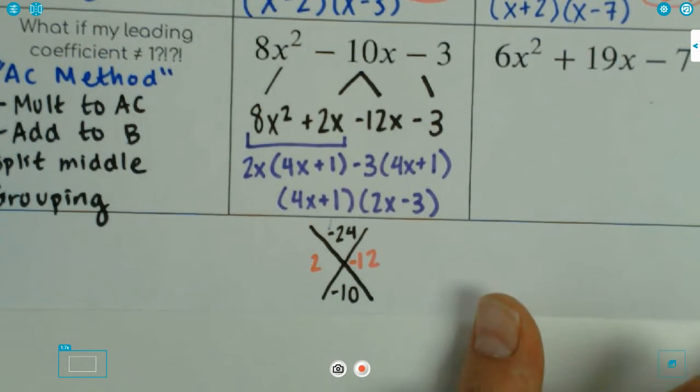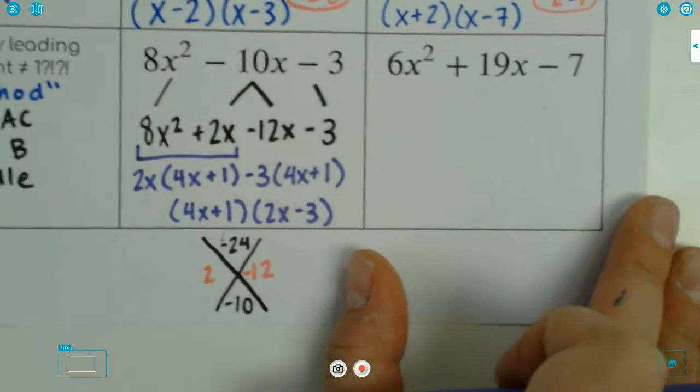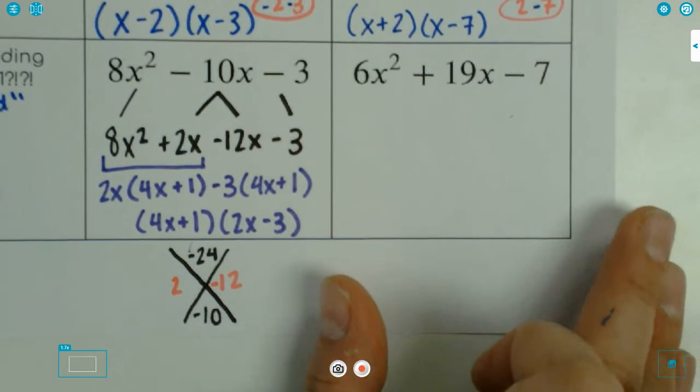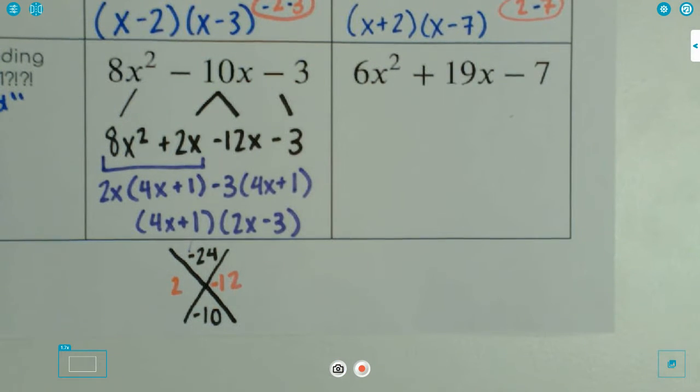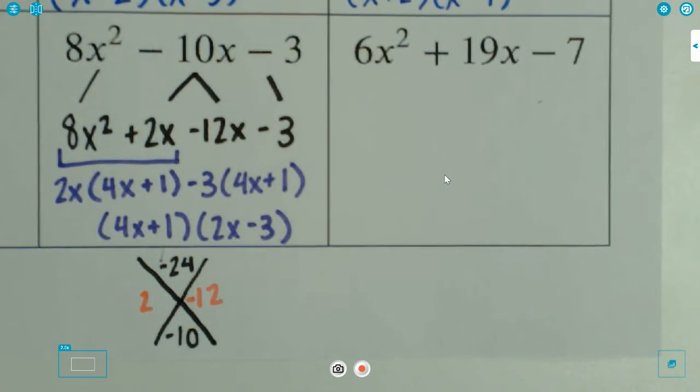All right, last one. Let me know if you have questions. Also, announcements did come, so we can watch those after we're done with this, and then you can get started working on your assignment. Last one is 6x squared plus 19x minus 7.